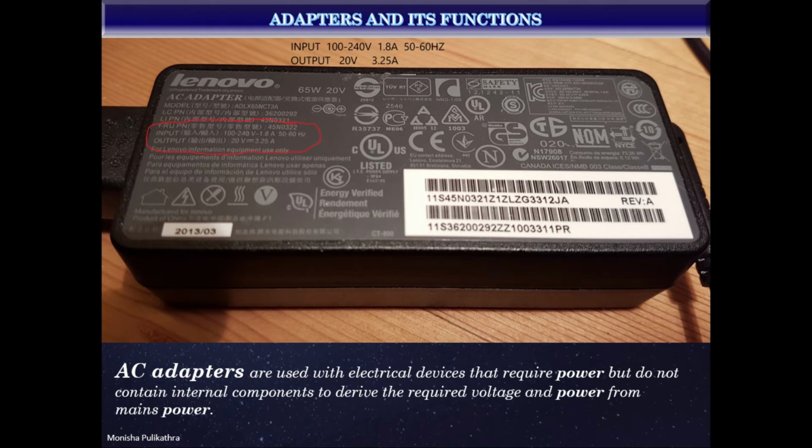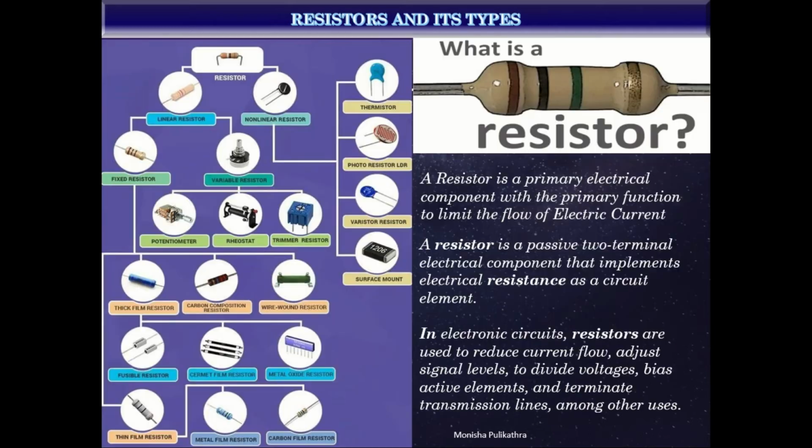So now you need to know what exactly a resistor is. You can see the photo of a resistor here. A resistor is a passive two-terminal electrical component that implements electrical resistance as a circuit element. So the resistor is the thing which obstructs the flow of current. In electronic circuits, resistors are used to reduce current flow, adjust signal levels, divide voltages, bias active elements and terminate transmission lines, among other uses.